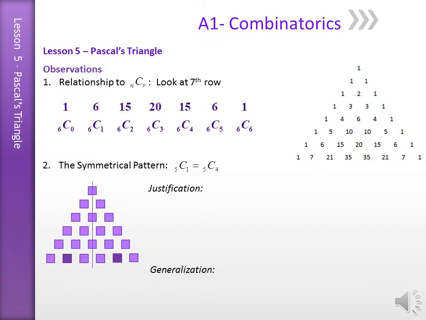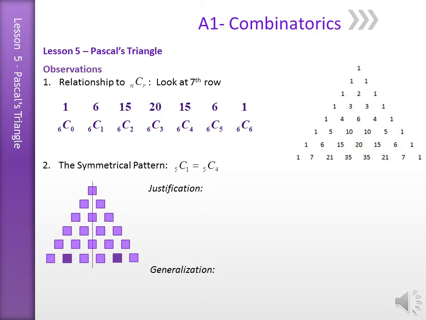For example, if we want to find the numbers in row 10, we would use 9, which is 1 less than 10. We would go 9 choose 0, 9 choose 1, 9 choose 2, and so on up to 9 choose 9. If we want to find the numbers in row 23, we would use 22 choose 0, 22 choose 1, 22 choose 2, and so on up to 22 choose 22.